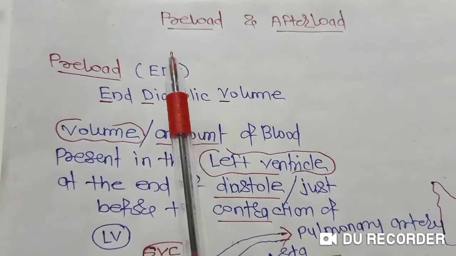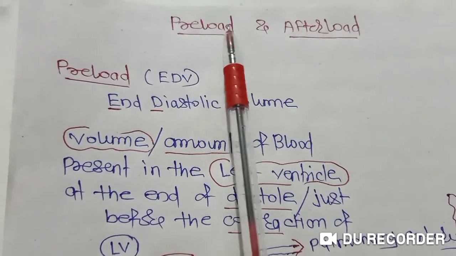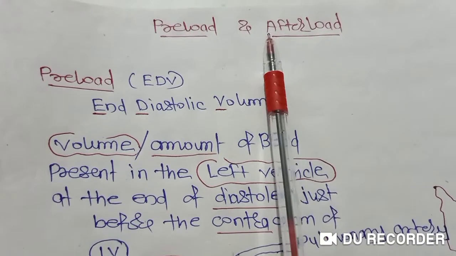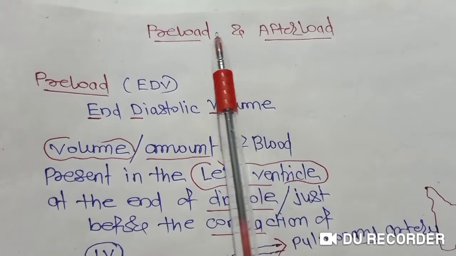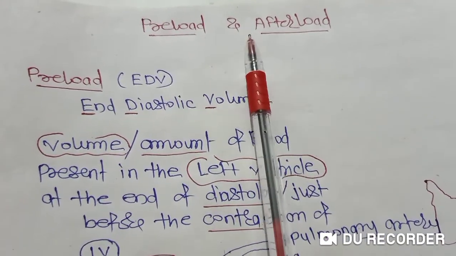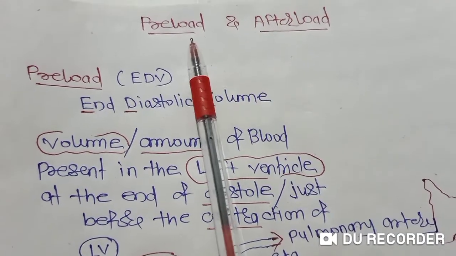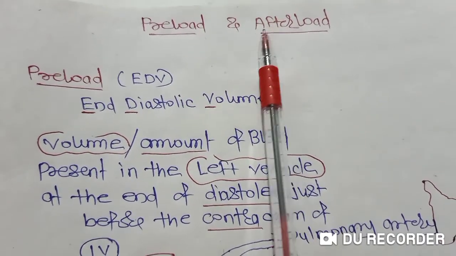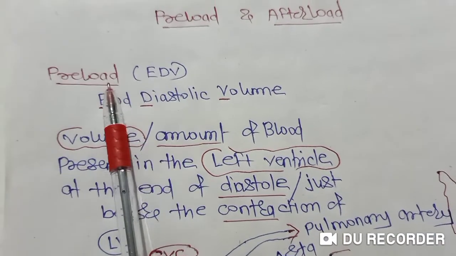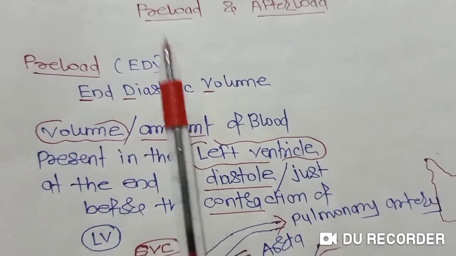Today we'll discuss the commonly used terminologies, that is the preload and afterload of the heart. Now what is meant by this preload and afterload? Simply, preload means the end diastolic volume.